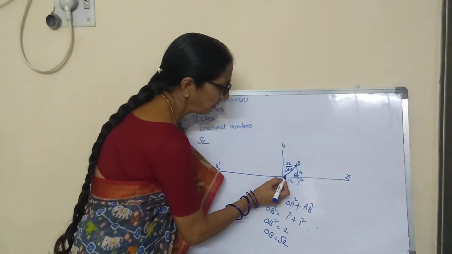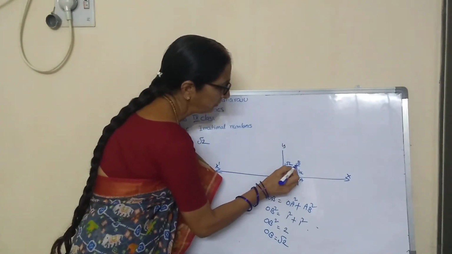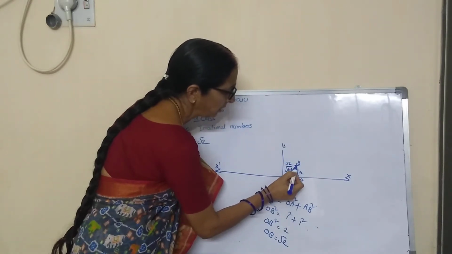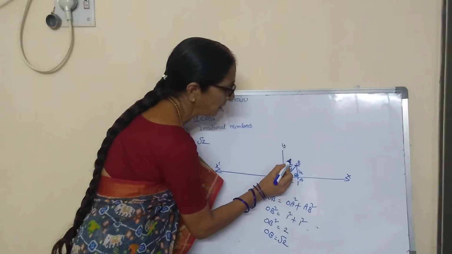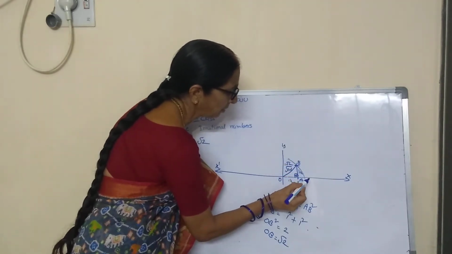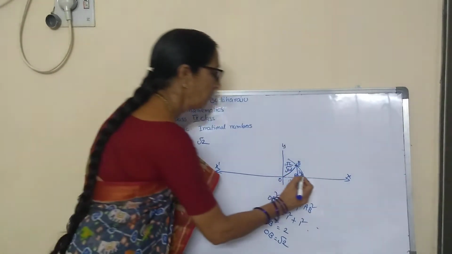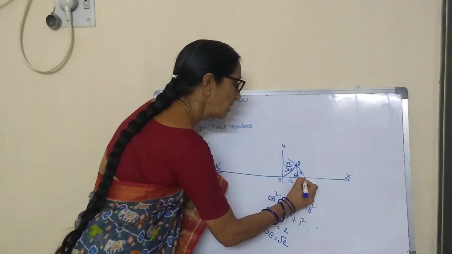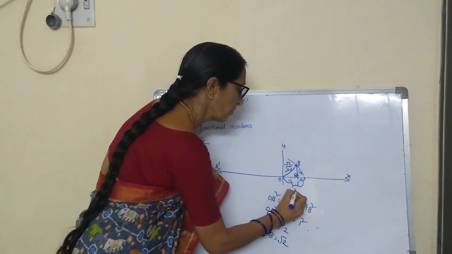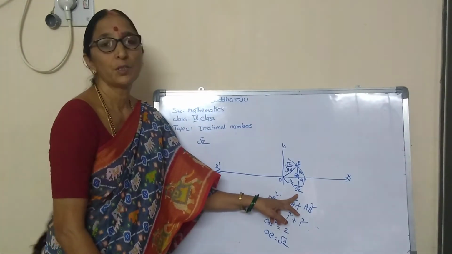So take the compass and draw an arc with OB as radius. This point denotes root 2 on the number line. Can you understand?